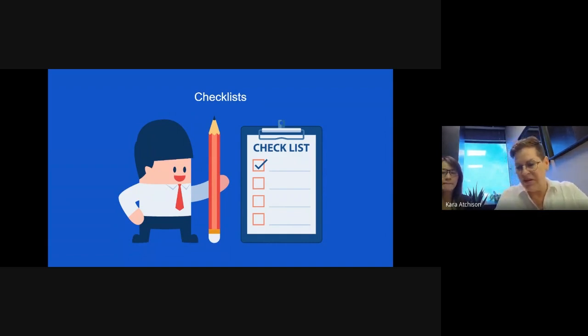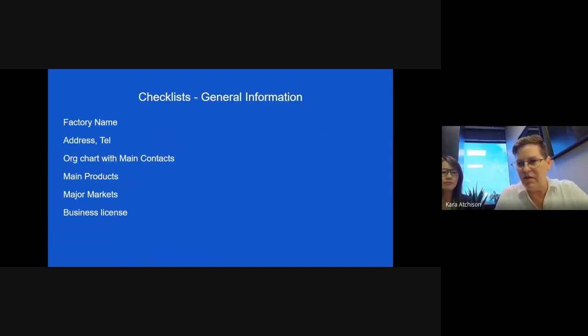Of course, the first things that you want to know about are just their local name, their address, and if they have an org chart. If they don't have an org chart, try and map that out and understand who's who. Who is the boss? Who is your production manager? Who's your quality control? Who's your sales contact?